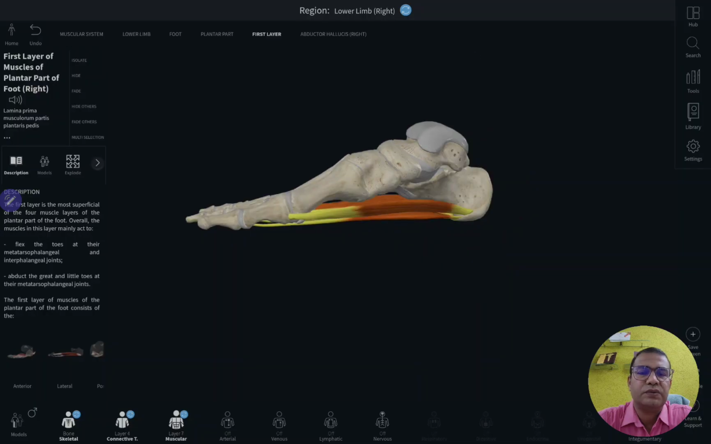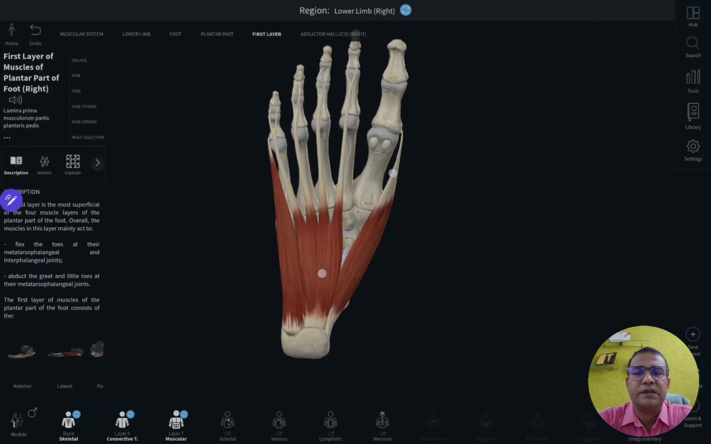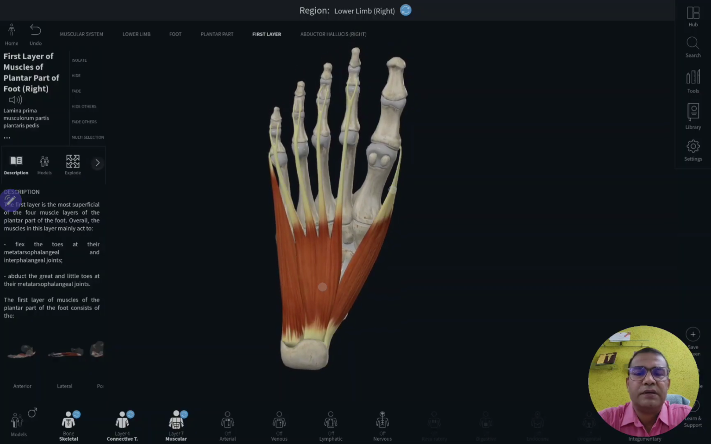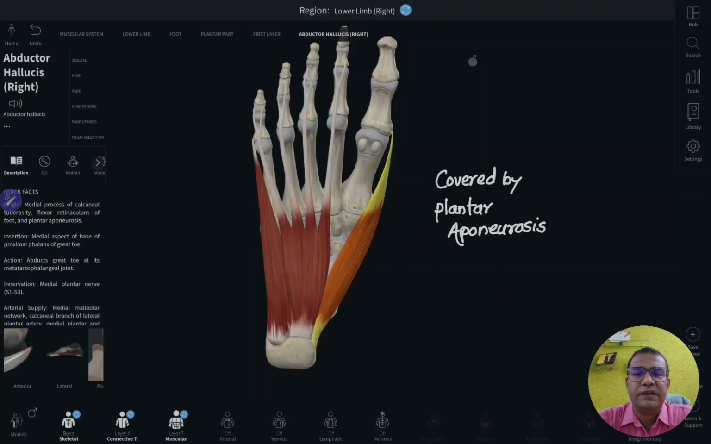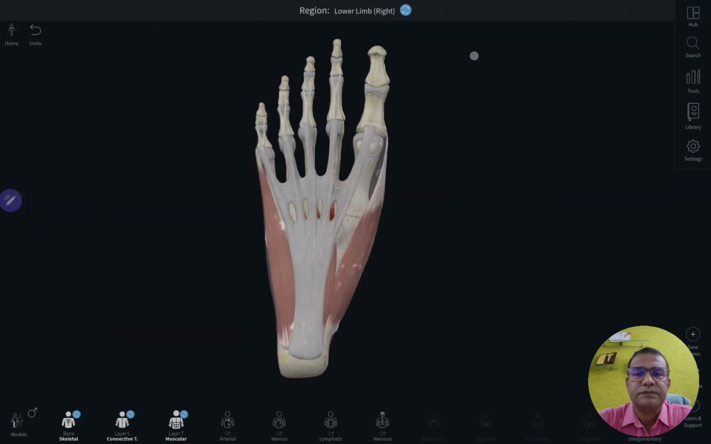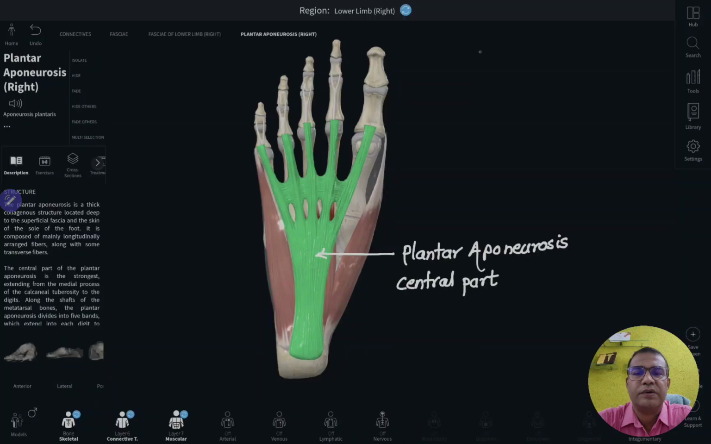So the muscles of first layer of sole, what are these muscles? We know that these muscles are two abductors and one flexor. Two abductors are abductor hallucis and abductor digiti minimi, and in between there is flexor digitorum brevis. These three muscles are covered by plantar aponeurosis. So here we see the central thickened part of the plantar aponeurosis and thin peripheral parts of the plantar aponeurosis are also visible.